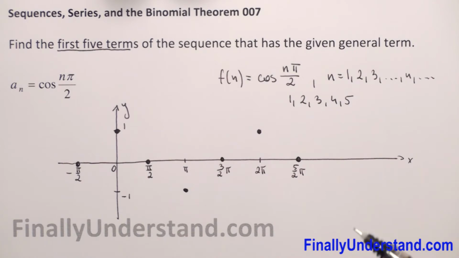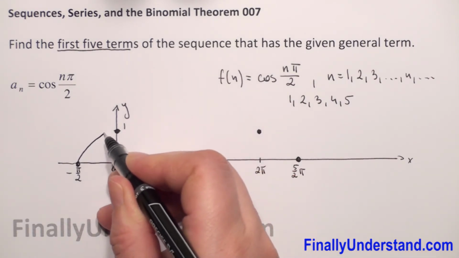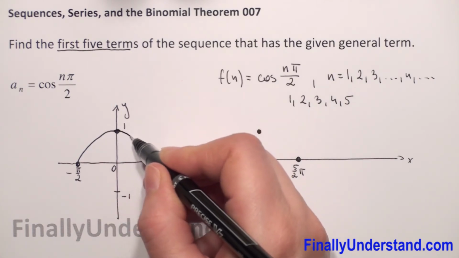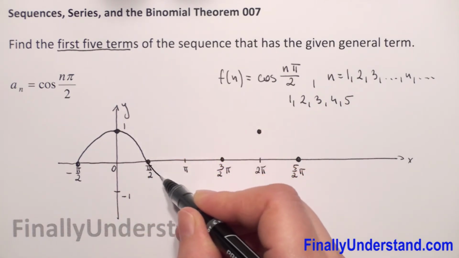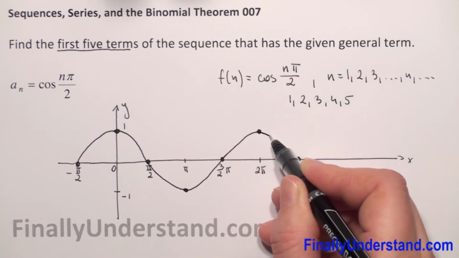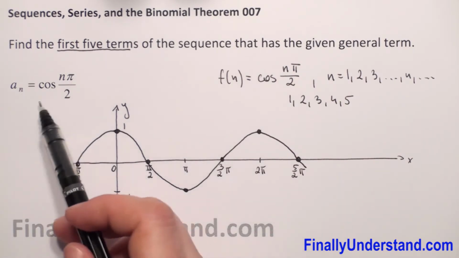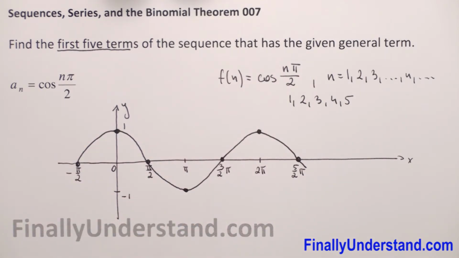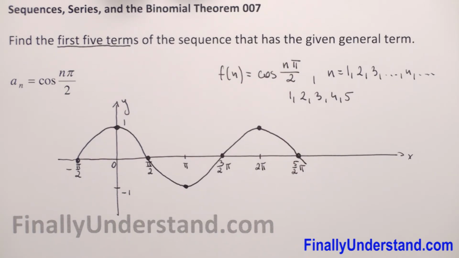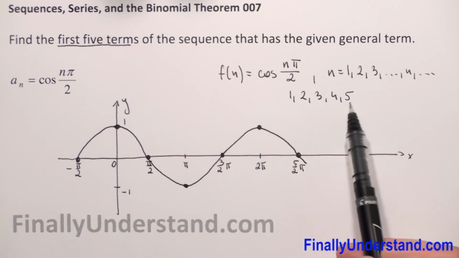So now let me connect these points. Our cosine function is something like this. We have to pass through these points, something like this. And now I think it will be very easy when we have to find the value of cosine in our sequence. So, like I said, we need to substitute n by 1, 2, 3, 4, and 5.